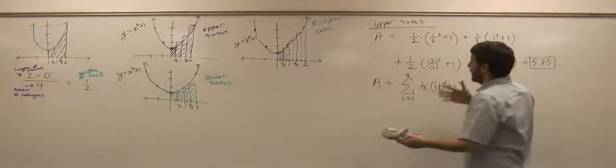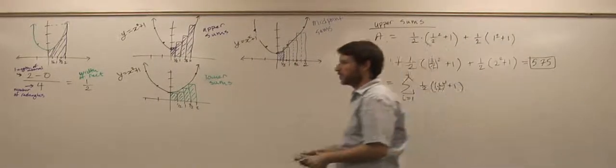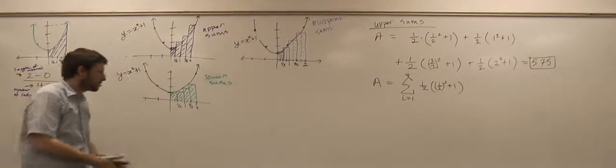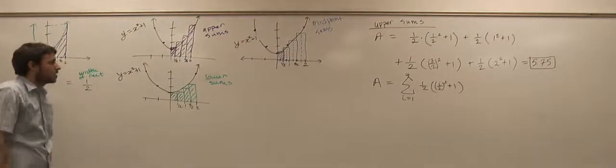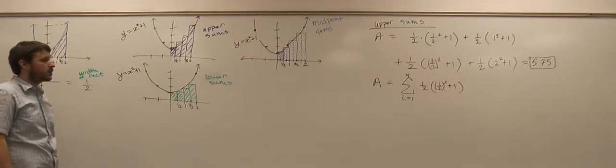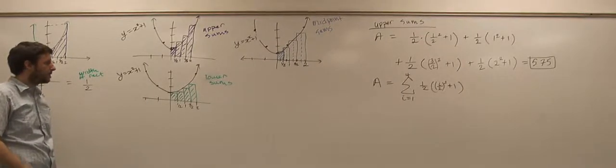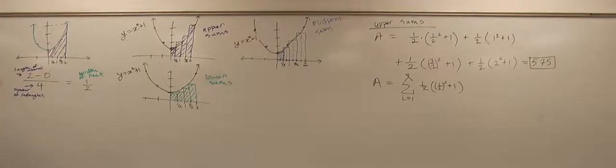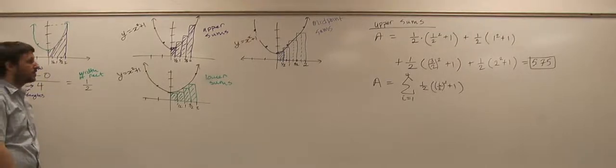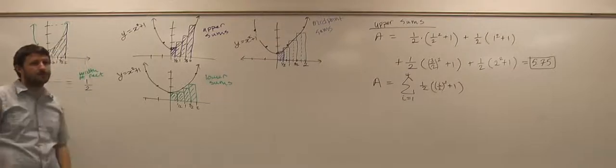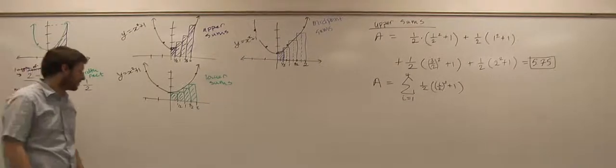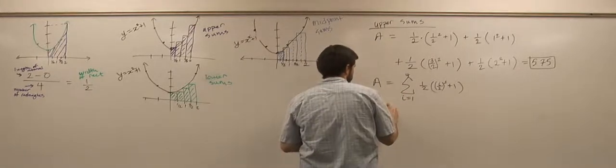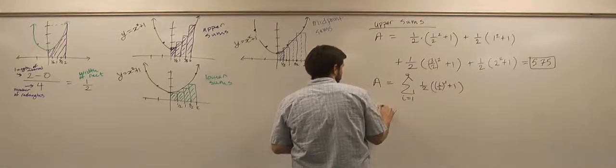I was just kind of reviewing them. Question: can you pick what method you want to do? Unless it says. I will usually specify. I'll say use lower sums or use upper sums. If I'm being really mean, I'll say use midpoint. What about for lower sums? What do we get?